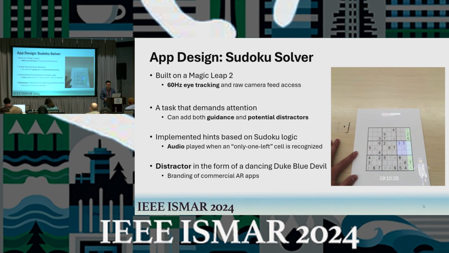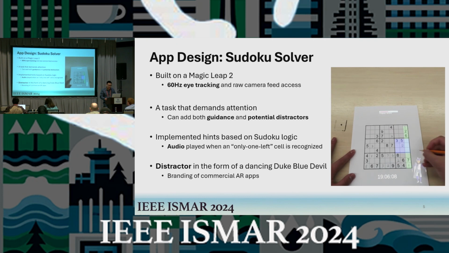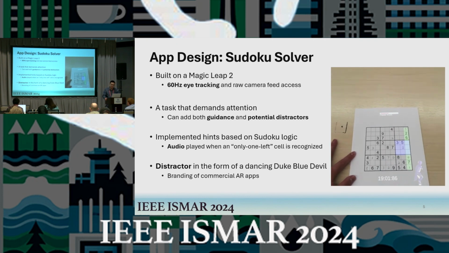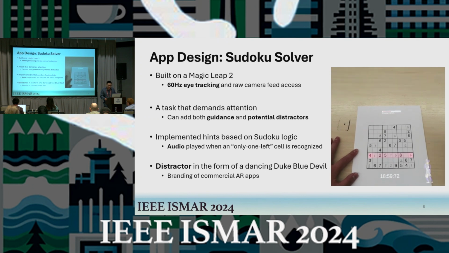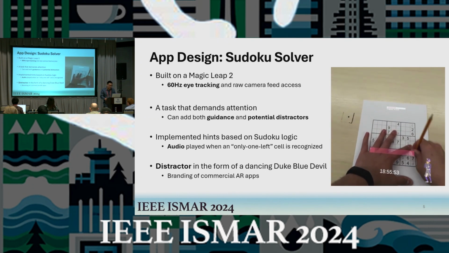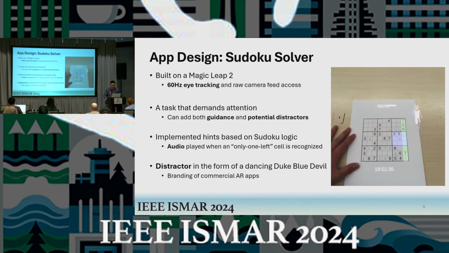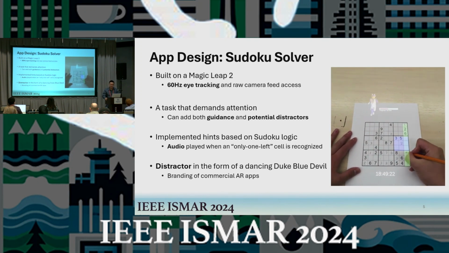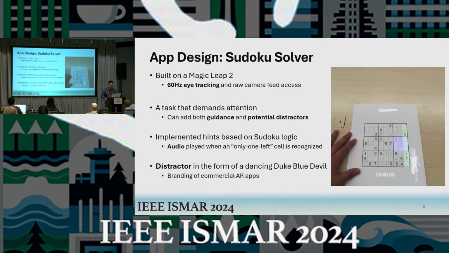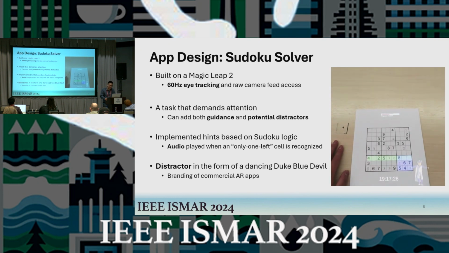This app was built on a Magic Leap 2, which provides us with 60 Hz eye tracking of both eyes and access to the camera feed. We chose this task since it demands a sufficient amount of attention from the users, and it provides space for adding both guidance and potential distractors. As shown in this video, we implemented these visual hints in the form of blue and green overlaid rectangles on the puzzle, together with a form of audio hints where a man's voice would read out the digit to be filled in a specific cell in certain scenarios.